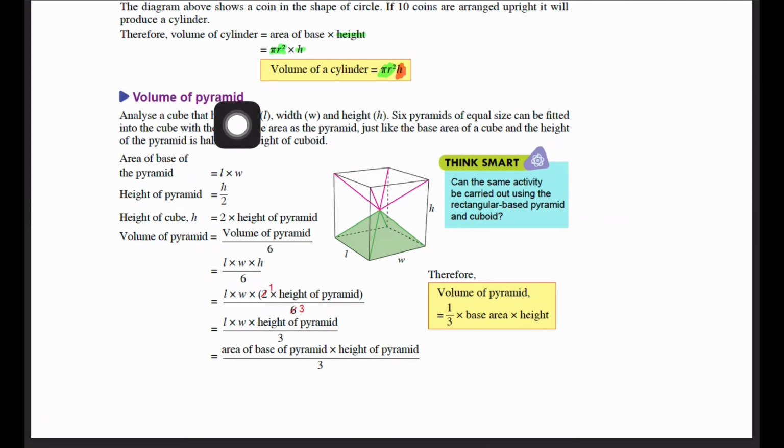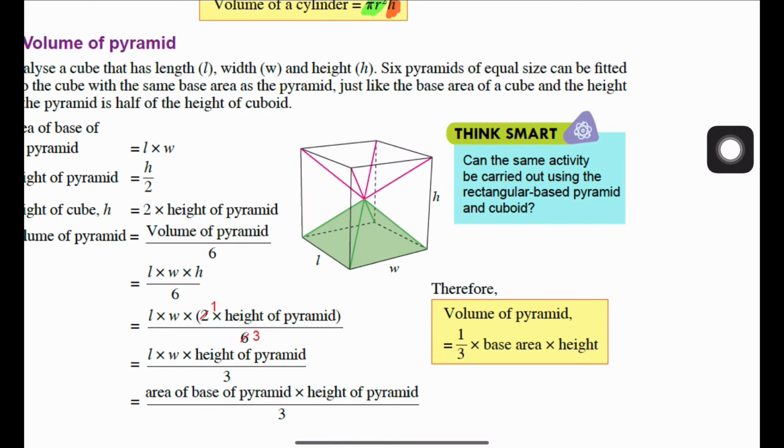Next, volume of a pyramid. Analyze a cube that has length, width and height. Six pyramids of equal size can be fitted into the cube with the same base area as the pyramid. Just like the base area of the cube, and the height of the pyramid is half of the height of the cuboid. It's okay, I will explain.